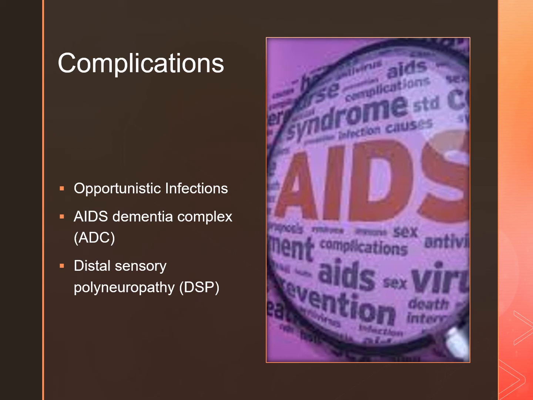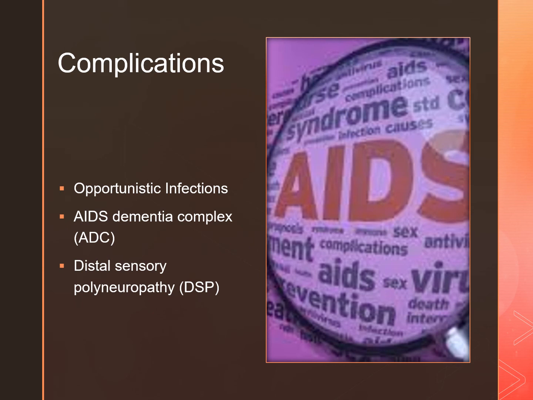Candidiasis, or those yeast infections, or Candida albicans is another yeast infection. Another opportunistic infection is cytomegalovirus, or CMV. This can cause blindness, ulcers in the esophagus, colitis, pneumonia, and encephalitis.